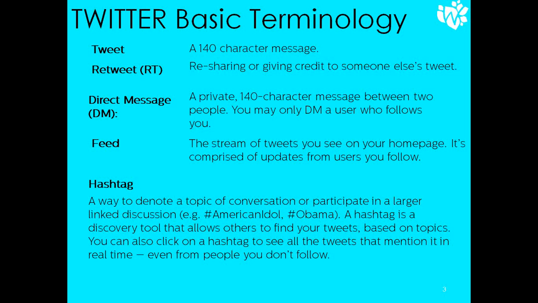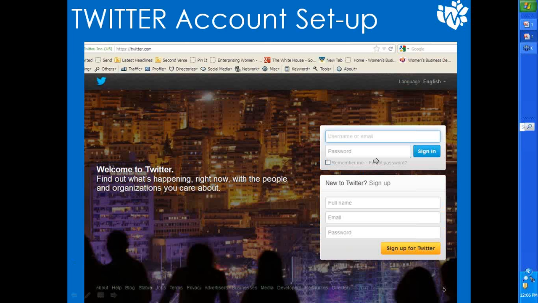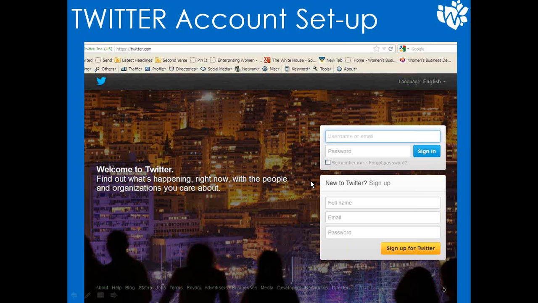So as we get started here, we're going to cover how to set up your Twitter account for business. This is why you're here, to learn how to effectively do this. So we're going to go through first things first. You go to twitter.com and this is what you see. This is their main page, and you'll see here that if you're new to Twitter, then you have to sign up. So you put your full name, your email, and your password, and then you sign up for Twitter. Once you've done that, you will see this next screen or something similar.